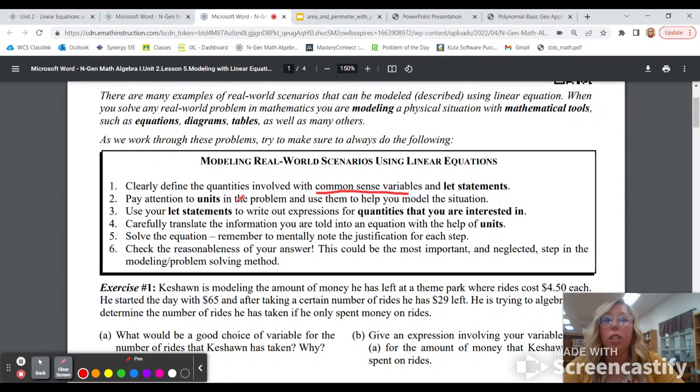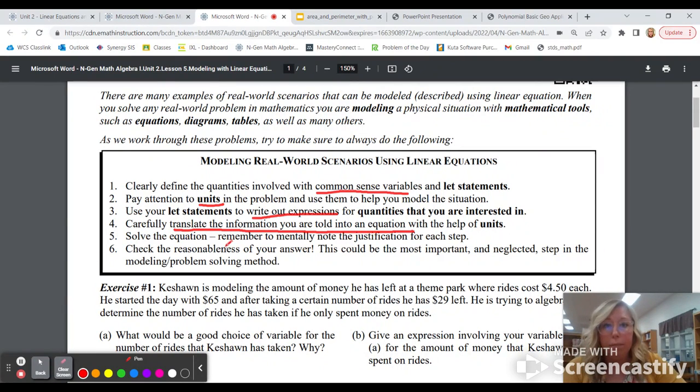And then number 2, pay attention to the units in the problem. Are we talking about feet? Are we talking about dollars? Are we talking about people? What are they looking at? What are your units in the problem that will help you model the situation? Then use your let statements to write out expressions for the quantities that you're interested in. So looking for those clue words that might give you some indicators for operations, write out expressions. And then carefully translate the information you are told into an equation with the help of units. So translate your information into an equation. That's the main goal here with modeling with linear equations.